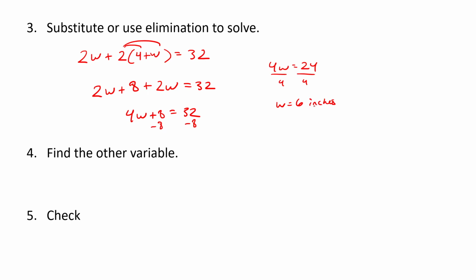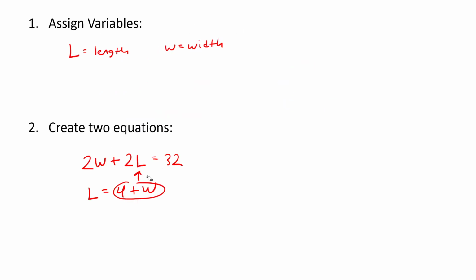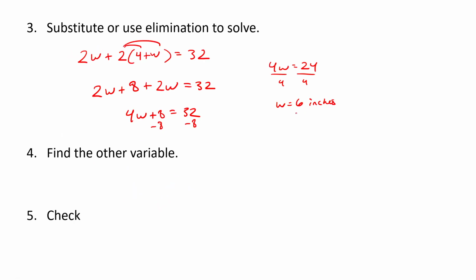Okay, we need to go back now and find the other variable. So we go back to our equations. Going back to the originals, the easiest one to work with would be this one, right? L equals 4 plus W. So now we know, if W is 6, then L equals 4 plus 6, or 10 inches.